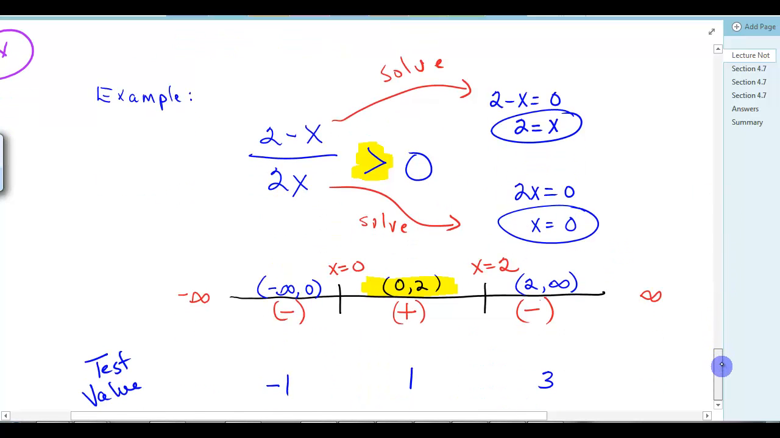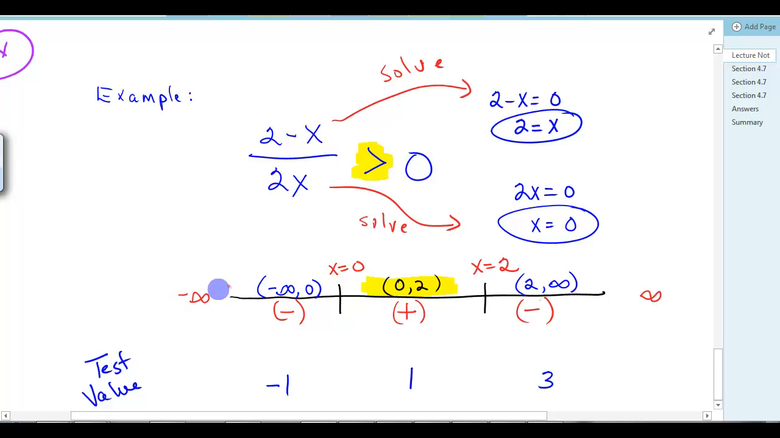Next step was to draw a number line and separate it with those solutions that we found. We do them in order like on a number line. So x equals 0 goes there, x equals 2 goes there. We define the intervals.